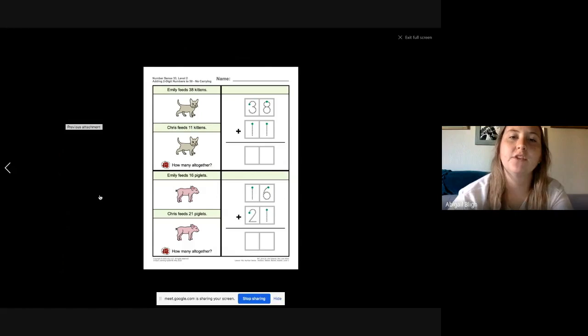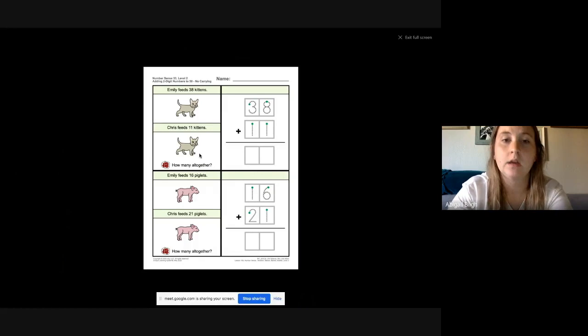The next thing you have in your packet is some addition. Each of you has different levels, so each of you has some addition that have word problems. So you'll notice here it says Emily feeds 38 kittens. Chris feeds 11 kittens. How many altogether? So that is our word problem. It's asking how many altogether, and they set up the problem for you on the right. Each of your problems look a little different, but ultimately they are all word problems.